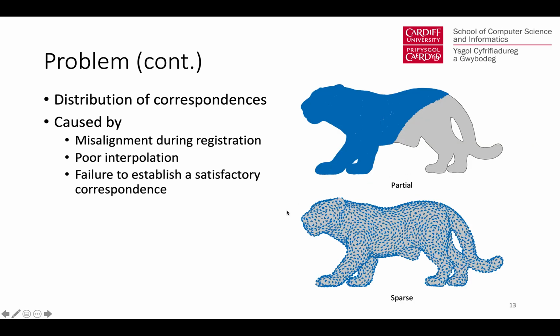We also want to study the problem of the distribution of correspondences. Sometimes correspondences are accurate, but that doesn't necessarily mean they are good, because there are two typical problems. One is that correspondences cluster in local areas with large areas uncovered, or the correspondences can be rather sparse. That means applications that require dense correspondence may not work well. These can be caused by misalignment during registration, poor interpolation, or failure to establish a satisfactory correspondence.